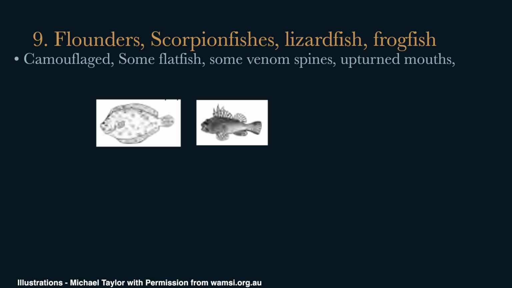Group number 9 are flounders, scorpionfishes, lizardfish and frogfish. All of these live on the bottom. The scorpionfish, lizardfish and frogfish all have upturned mouths and stay on the bottom and are ambush hunters. Flounders are camouflaged flatfish that lie on the bottom in the sand. Some, like scorpionfishes, lionfishes and stonefishes, also have very venomous spines.